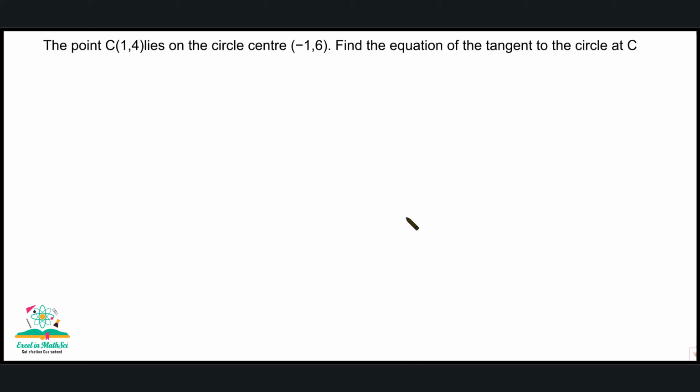So today we're looking at this question where it says the point C (1, 4) lies on the circle, centre (-1, 6). Find the equation of the tangent to the circle at C.